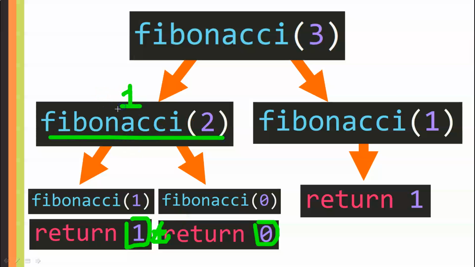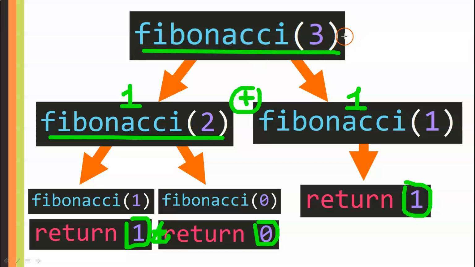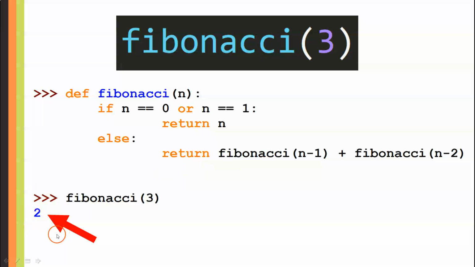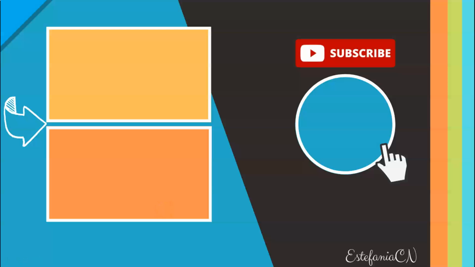The value is 1. Fibonacci of 1 is equal to 1 because the return value is 1. When we add these two values, the result is 2. And that is the value of Fibonacci of 3. The return value is 2. You can see it right here when we run the code in the interactive shell. Now you know how recursion works behind the scenes.